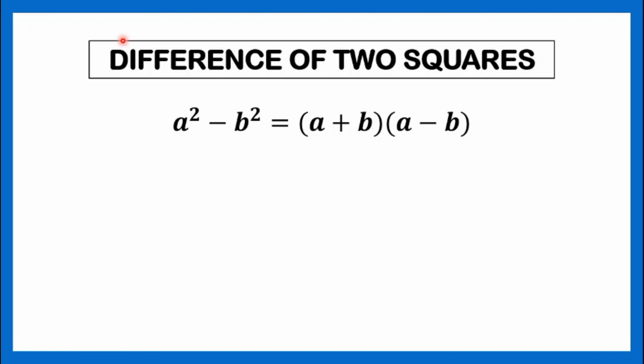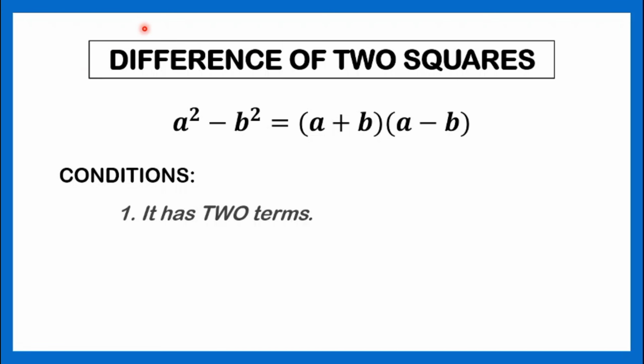And what are those? Unang-una, lahat ng conditions actually nasa pangalan niya na, difference of two squares. It has two terms. So, nasa pangalan, 2, ibig sabihin, binomial. So, two terms. Ito yung given. Ito yung nasa unahan. Dapat binomial. May first term saka may second term. Kapag tatlo na yan, hindi na yan pwede ng difference of two squares. So, take note yung mga conditions.